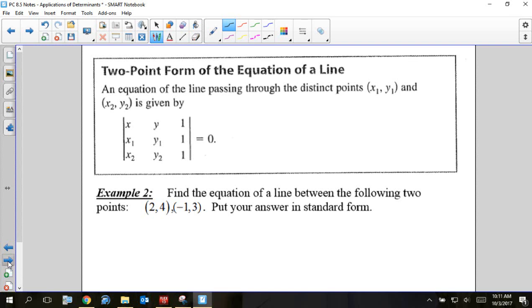So when you look at the formula, what do the bars mean? Determinant. When you see x and y, that means x and y. When you see x1, y1, that means the ordered pair. When you see x2, y2, that means the ordered pair. So we start out with just x, y, then our ordered pairs, and then the last column, 1, 1, 1, equals 0.